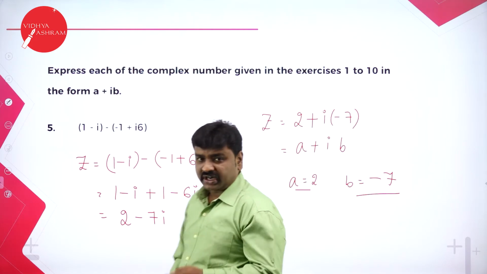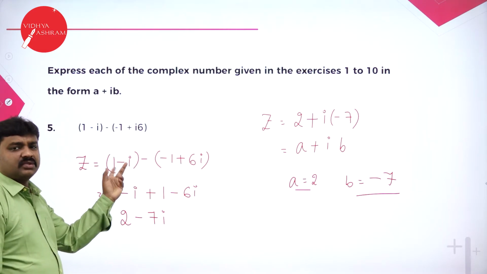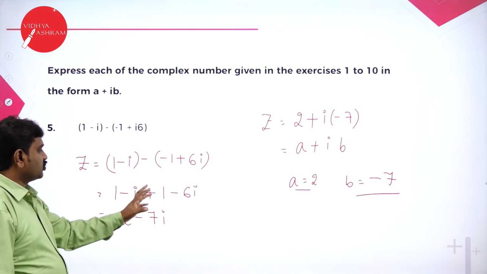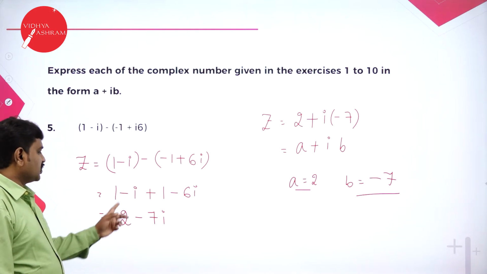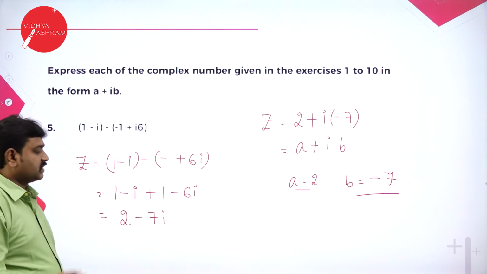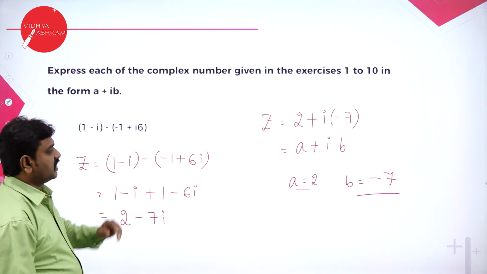Now they want you to write in a plus ib form. They give two complex numbers, in between we have subtraction. Like normal algebra, you subtract, open the brackets, minus into minus becomes plus, plus into minus is minus. Like terms, the real parts you add. 1 plus 1 is 2. Minus i minus 6i is minus 7i. And 2 minus 7i we have. Write it as 2 plus i into minus 7. Rearrange, you will get the answer.